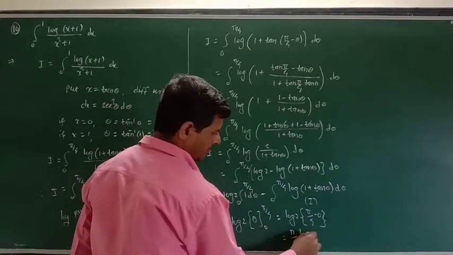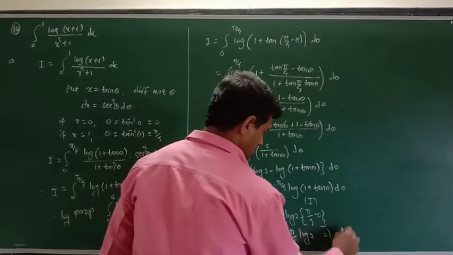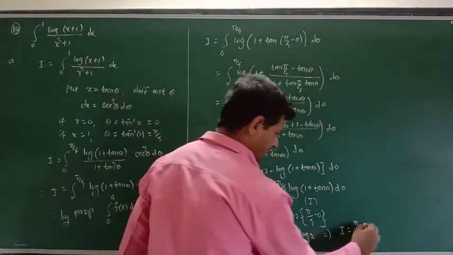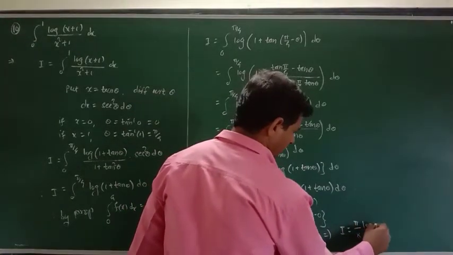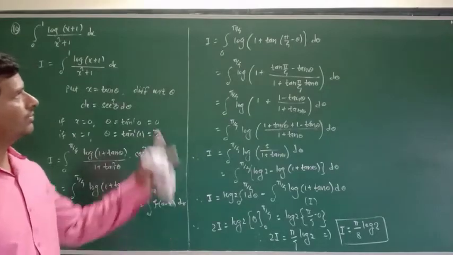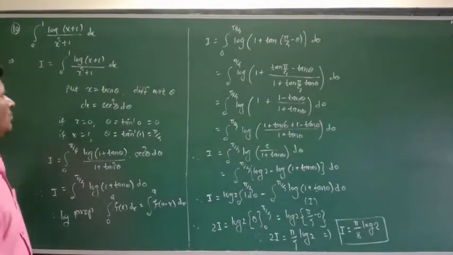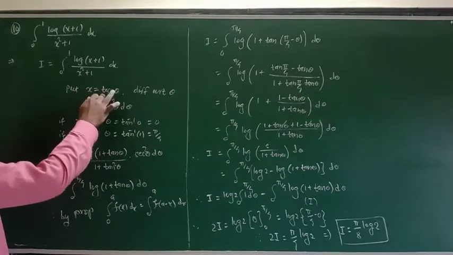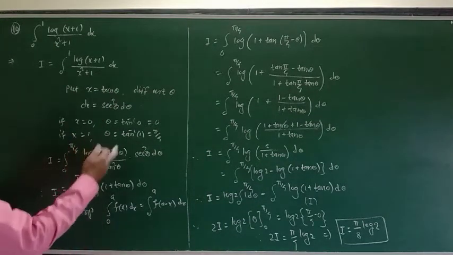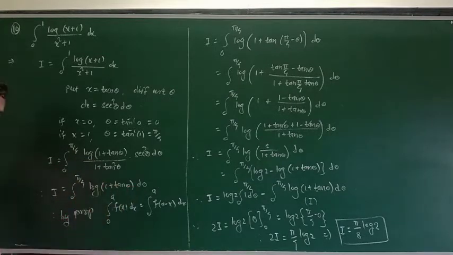So pi by 4 log 2 is the value of 2I, and from this I is equal to pi by 8 log 2, getting divided on the right side. This is the final value of the definite integration. Okay, clear to all of you? First I utilize the substitution x is equal to tan theta. Then after that the integral becomes log of (1 plus tan theta) d theta.